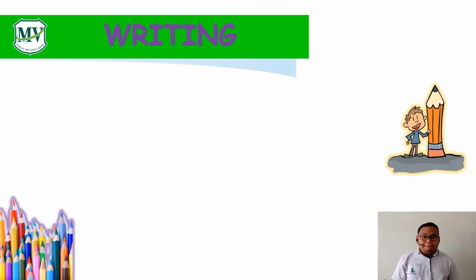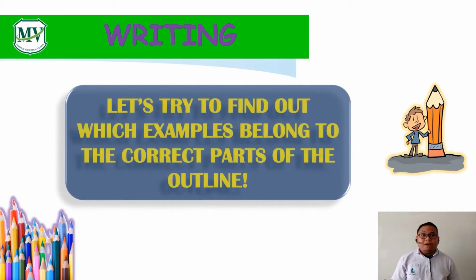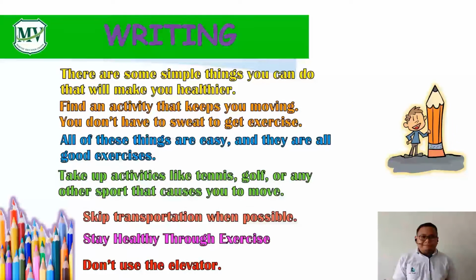We will have a sample activity. We are going to choose which examples are correct for the specific parts of our outline. Are you ready? Let's begin. You have here a group of examples connected with one another. Our job is to find which one of them belongs to the specific part of an outline. To begin, let's start with the first one.